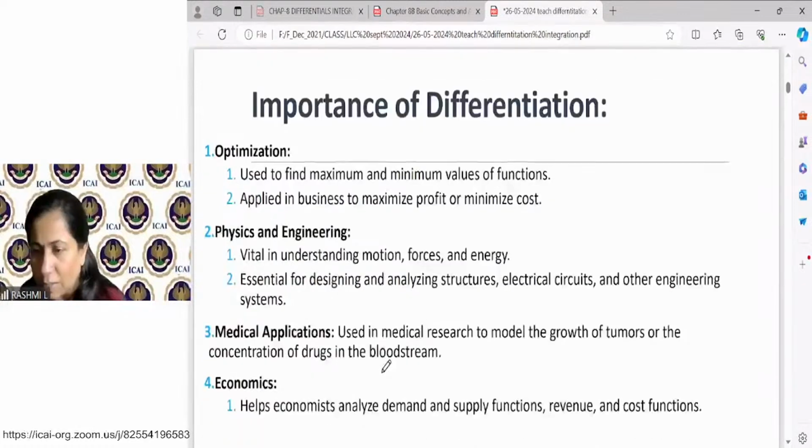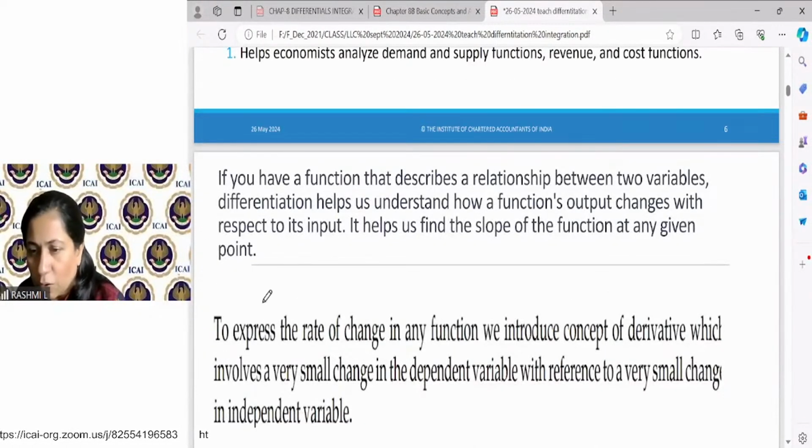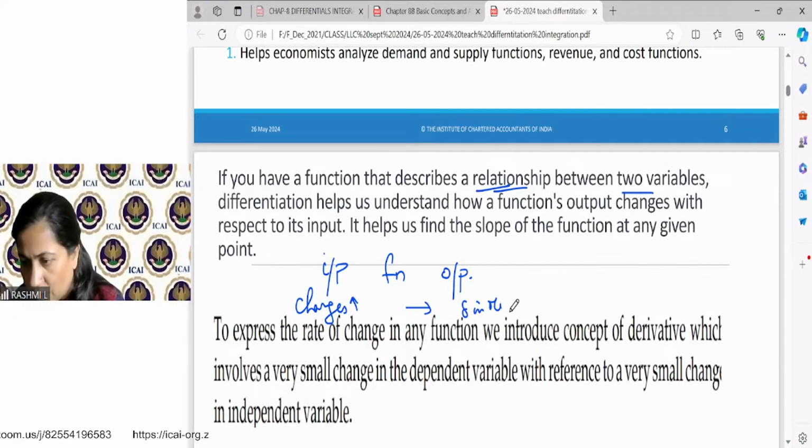Now, importance, Sir has already told us about this, so let me skip that. If you have a function that describes a relationship between two variables, differentiation helps us understand how a function's output changes with respect to the input. So you have an input, you have a function, and you have an output. Changes in input, how they are affecting changes in output, so that we are able to understand.